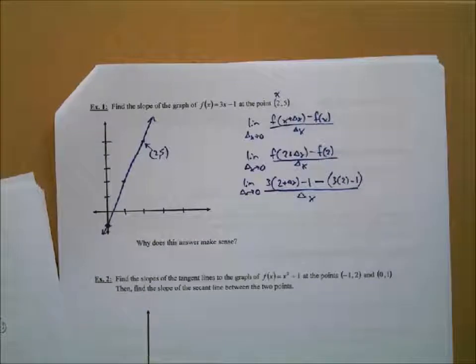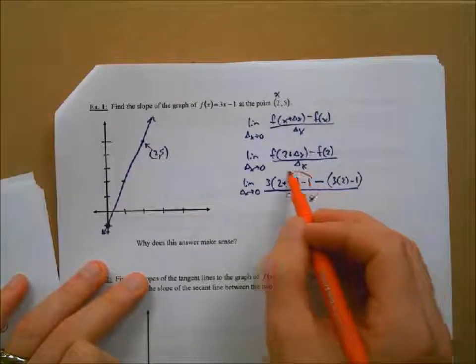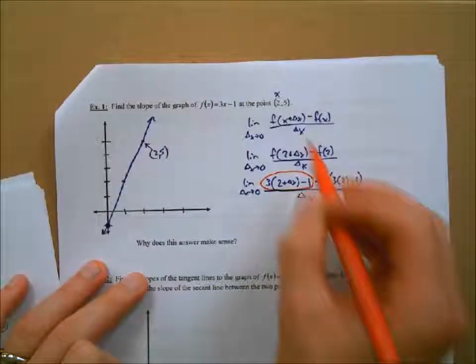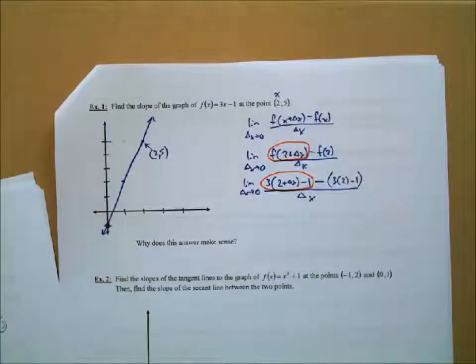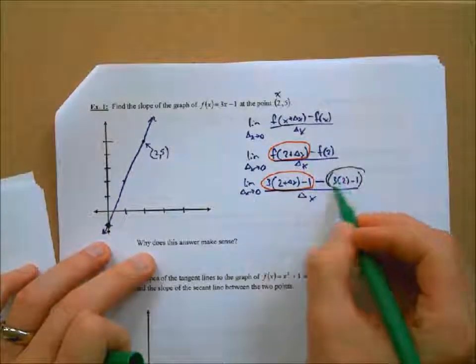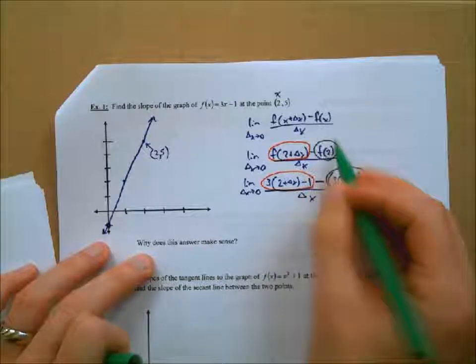Okay, and again, just to highlight this, because this is tricky, right? This substitution here. So this came from this right there. Okay. And that came from that right there.